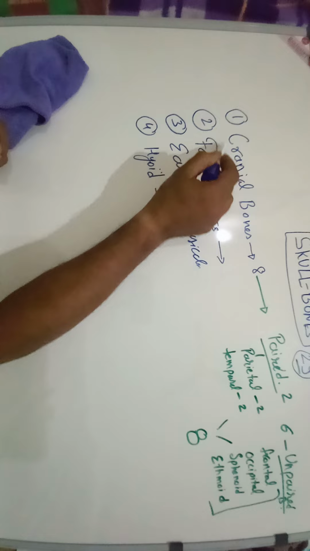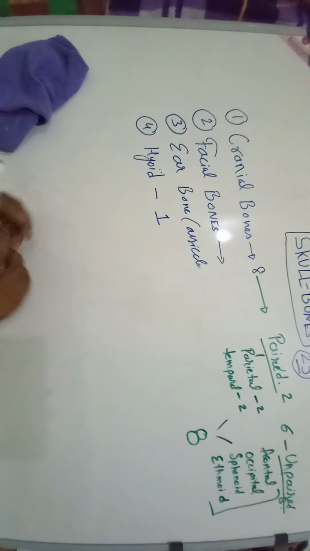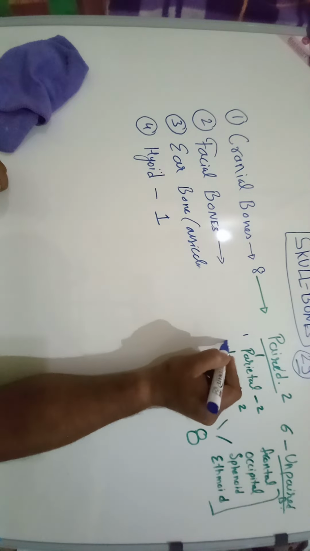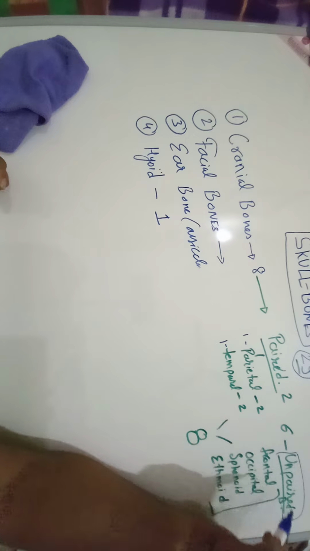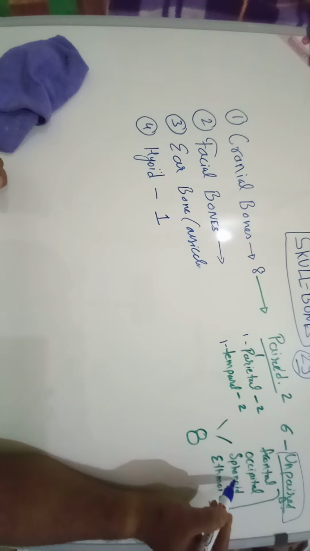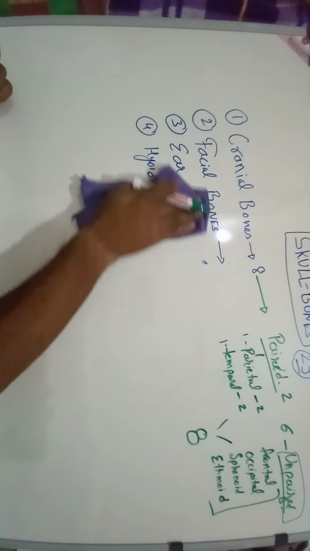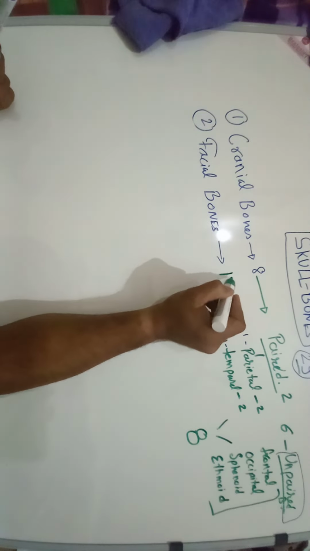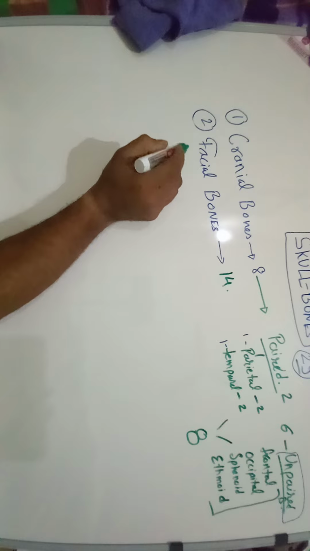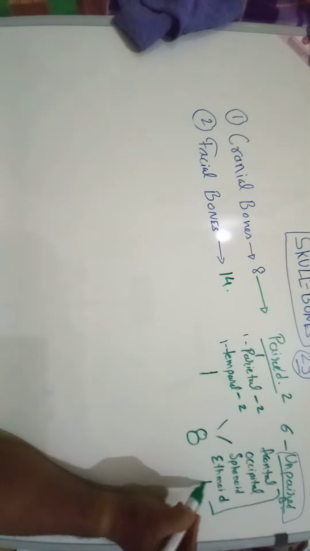Now you understand, cranial bones are paired and unpaired. Paired are 2 bones, 1 parietal and 1 temporal. And the second one is unpaired: frontal, occipital, sphenoid and ethmoid. How many bones? 8 bones. Now we will talk about facial bones. Facial bones are 14 in number. They are also paired and unpaired.